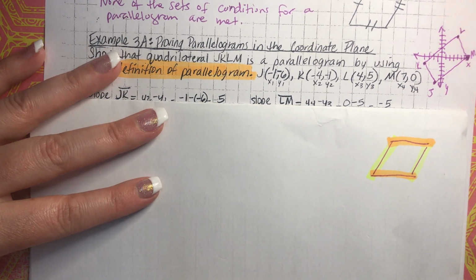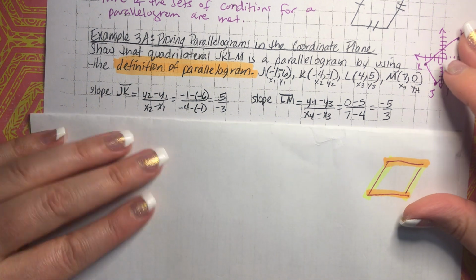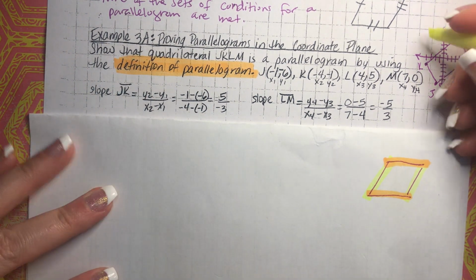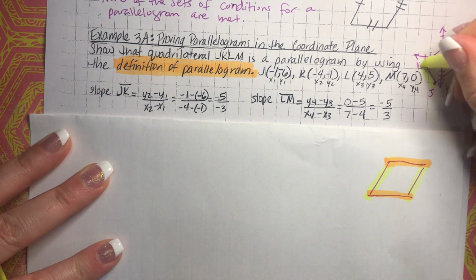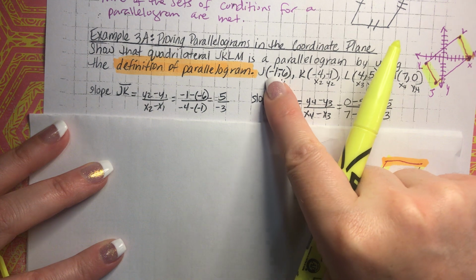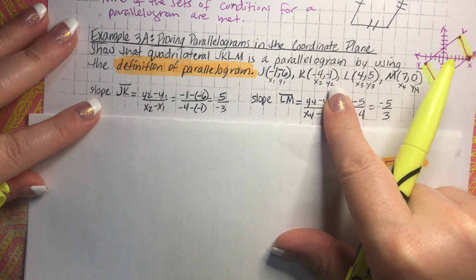Okay, so the first thing we need to do is find the slope of one set. It looks like we're finding the slope of JK here and the slope of LM. Here J is my x1, y1, and K is my x2, y2. So here's my slope of JK.